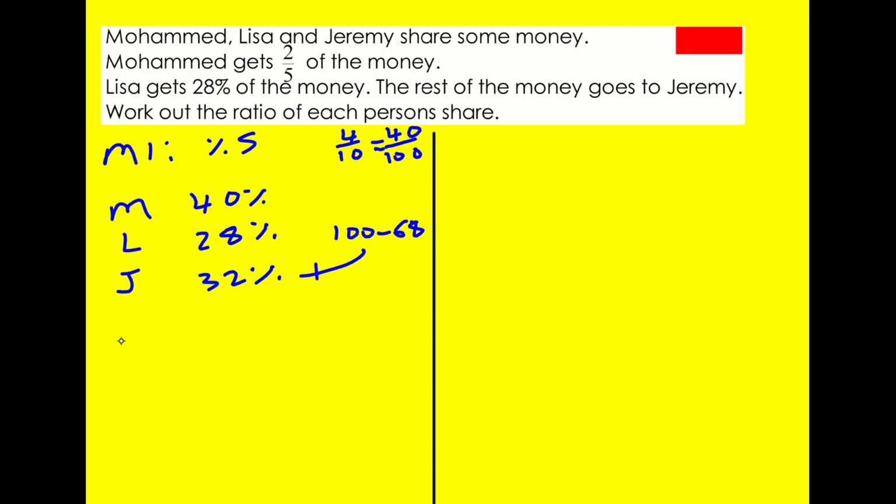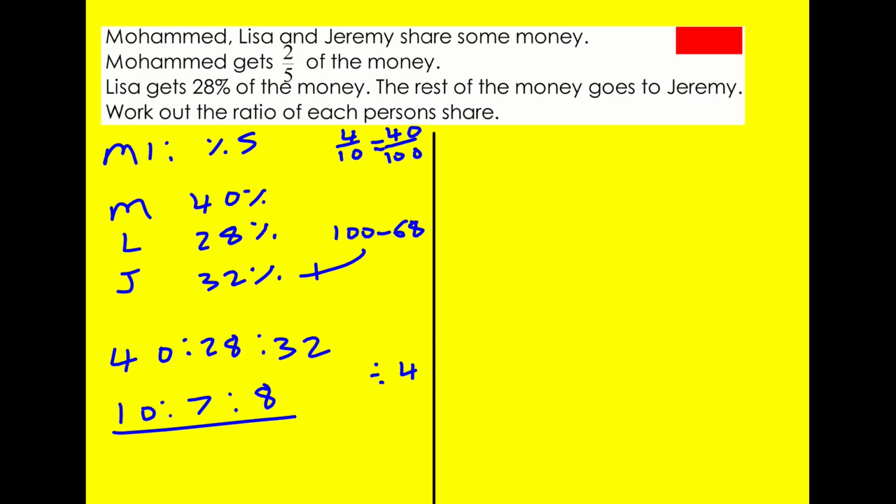And we're basically there. We can write down the ratio. It's going to be 40 to 28 to 32. It doesn't say to simplify it, but it's basically standard practice in this sort of question to simplify it. So I can see that 4 goes into every single one. So I'm going to divide everything through by 4. I'm going to get 10 to 7 to 8. And there we go. That's the ratio. I think that's a good method. Hopefully you're happy with that.